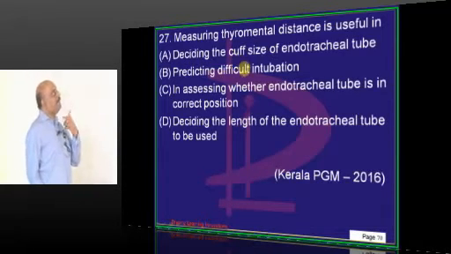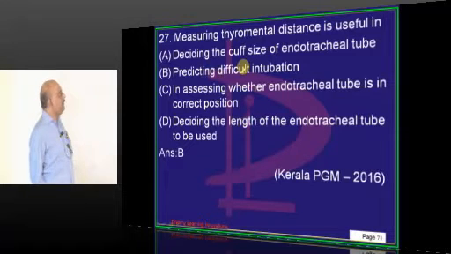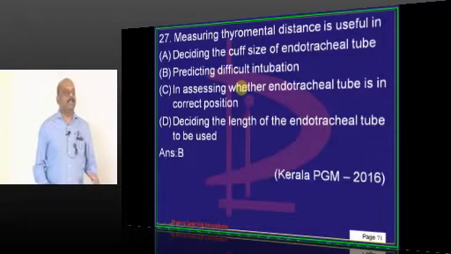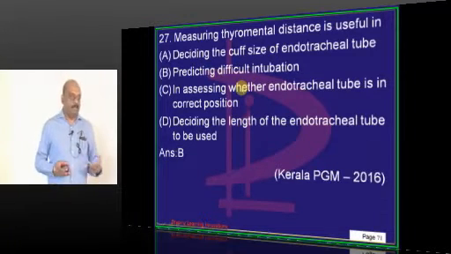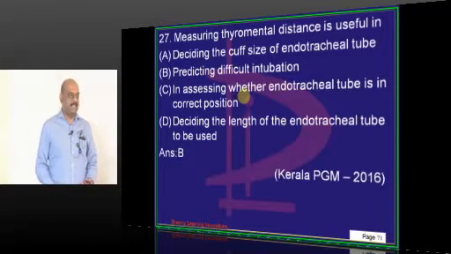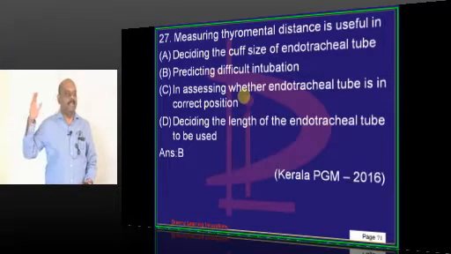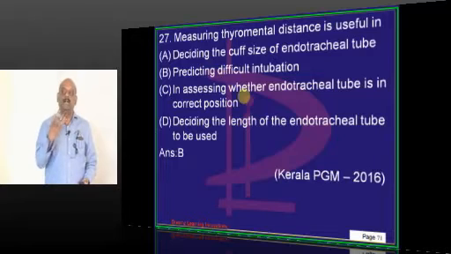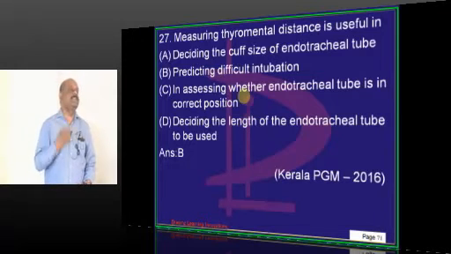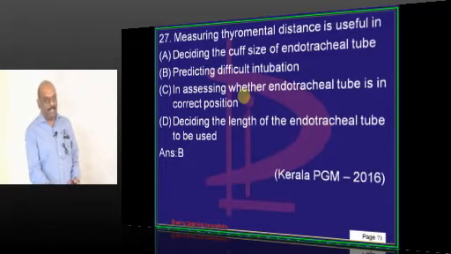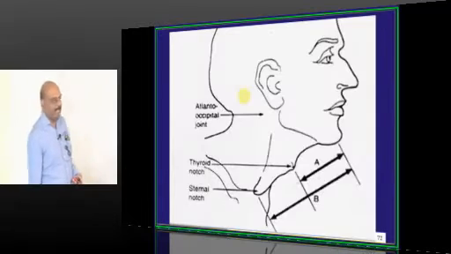Measuring thyromental distance. Where is it useful? You want to know the difficulty of intubation. So some of you are going to be finest anesthetists. You must know how to do Goodall staging, how to do anesthetic society, way of assessing a difficult and an easy patient. Wo sab karna hai na, kal surgery hai to aaj karna hai.